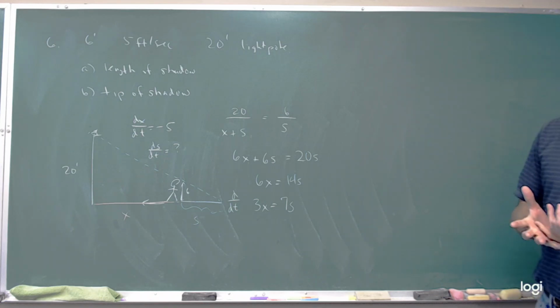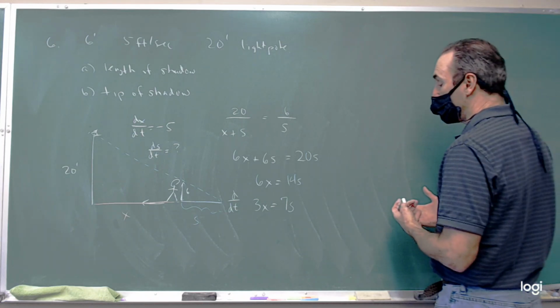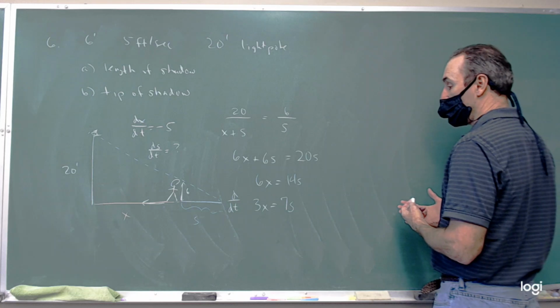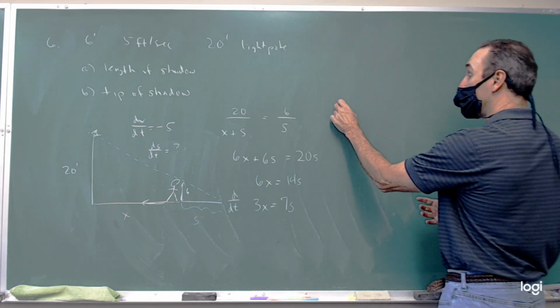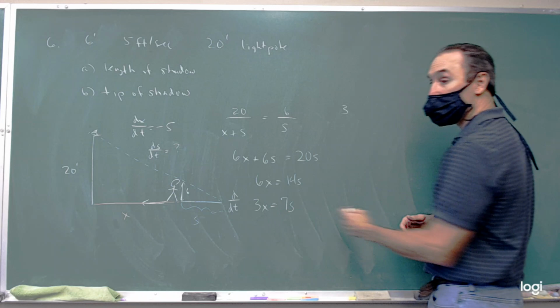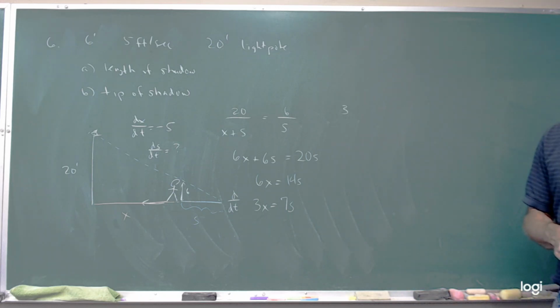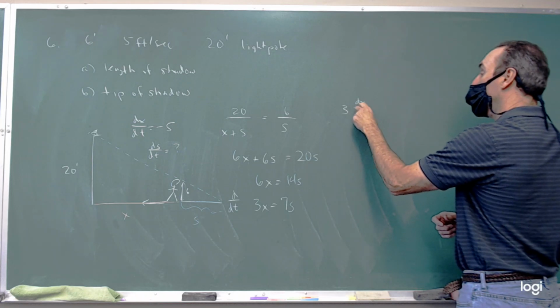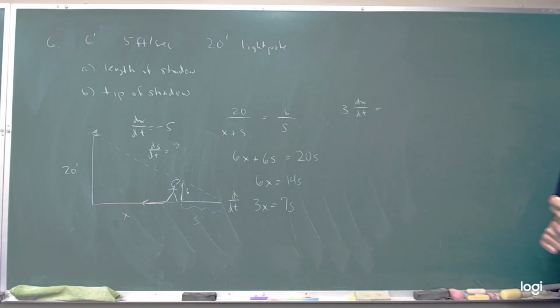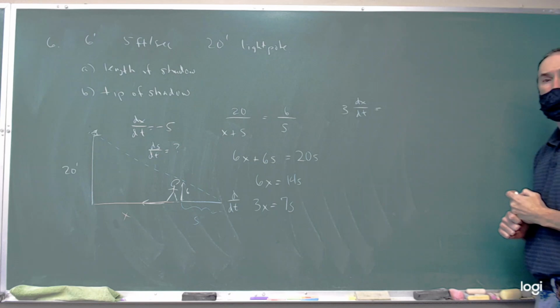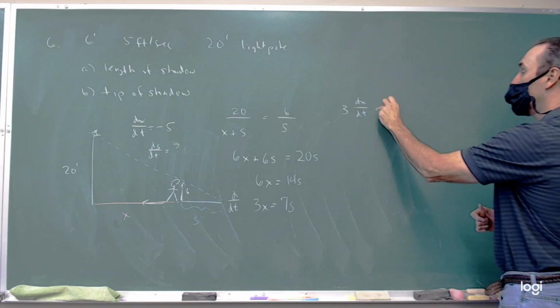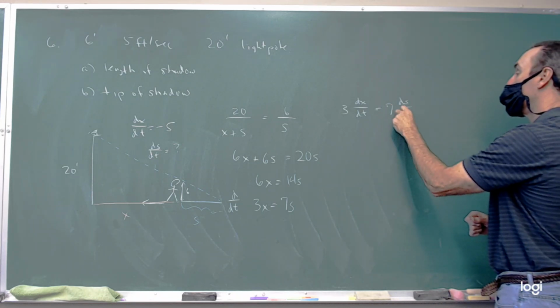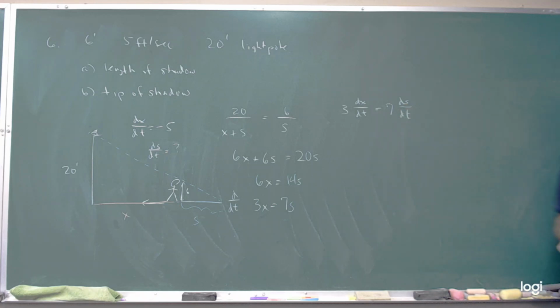So the left side is going to look like 3 times, remember this is a function of time, dx dt, exactly. And that's going to be equal to 7 ds dt. Kind of weird, but that's what we get from differentiating.